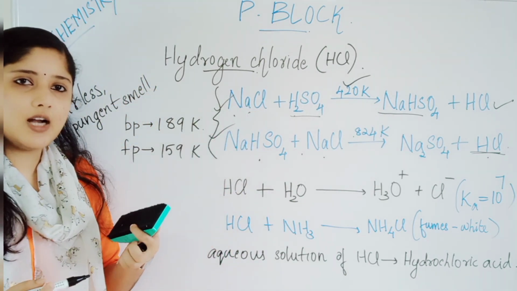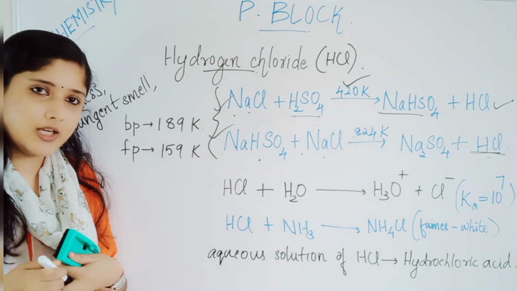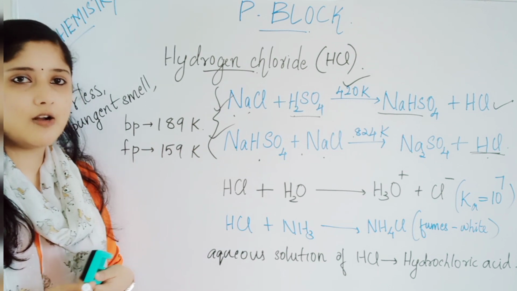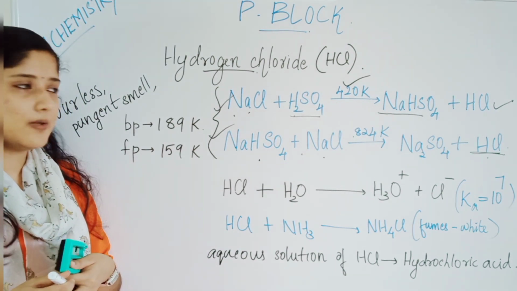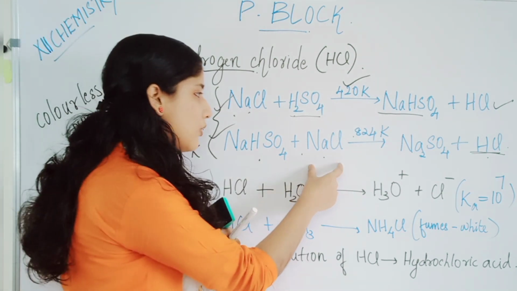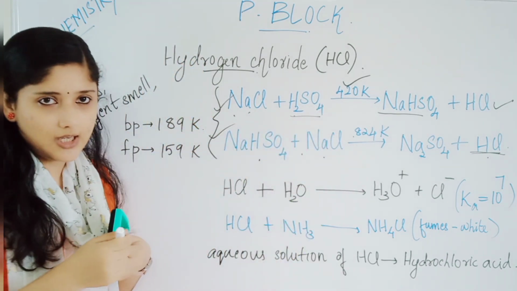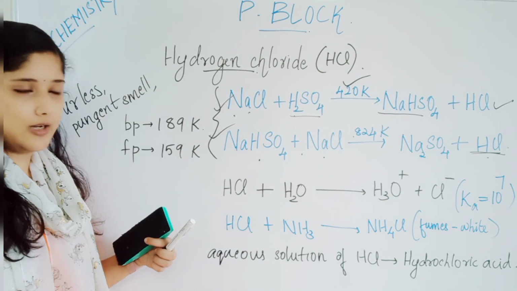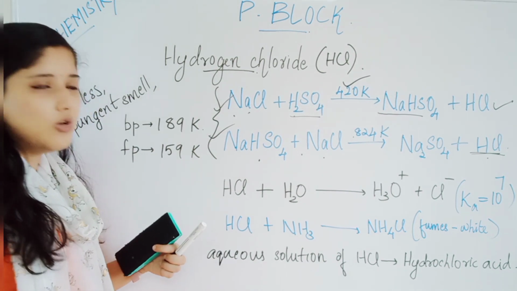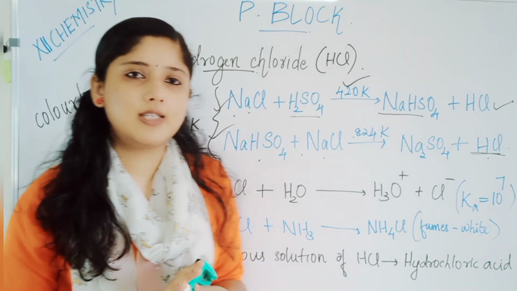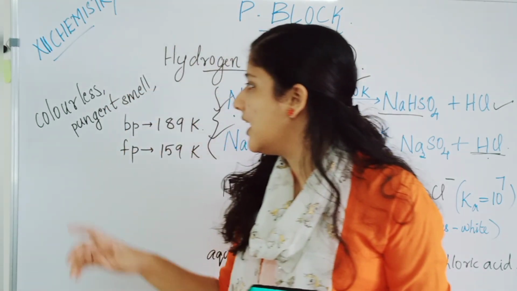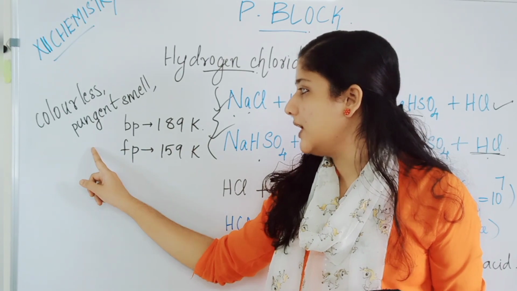This is the preparation method of HCl. Sodium chloride salt, when heated in the presence of sulfuric acid, gives sodium bisulfate, NaHSO4. Again, when heated with sodium chloride salt, you will obtain HCl. These two are the preparation methods of HCl. Now on to the physical properties of HCl. Usually it's a colorless, pungent smelling gas.